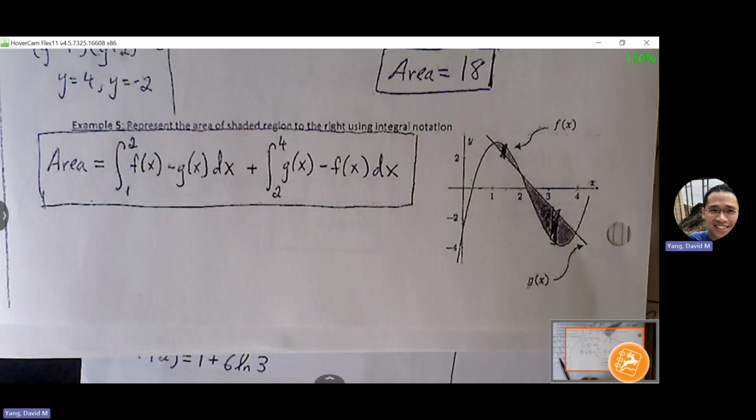Okay, that makes sense here. f of x minus g of x for the first, the left interval, and then g of x minus f of x for the second interval.